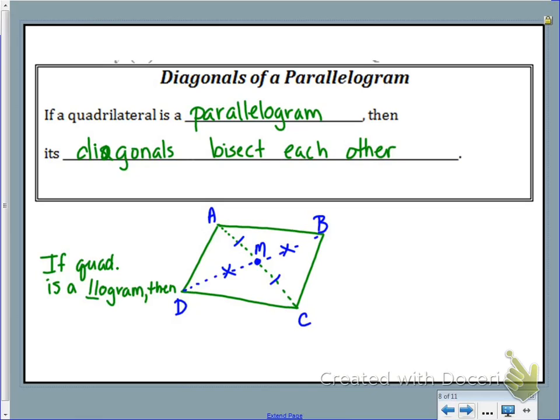Now, one thing you need to be really careful of is that does not mean that they are 4 equal parts. If you notice, my one diagonal is equal to the other part of that diagonal, and then the second diagonal AC is cut into a part equal to its other half, but they are not all 4 equal parts.